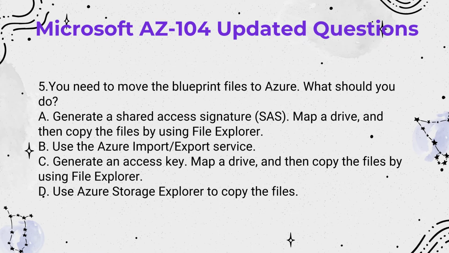5. You need to move the blueprint files to Azure. What should you do? A. Generate a shared access signature (SAS). Map a drive, and then copy the files by using File Explorer. B. Use the Azure Import/Export service. C. Generate an access key. Map a drive, and then copy the files by using File Explorer. D. Use Azure Storage Explorer to copy the files.